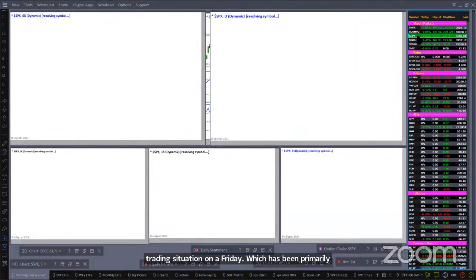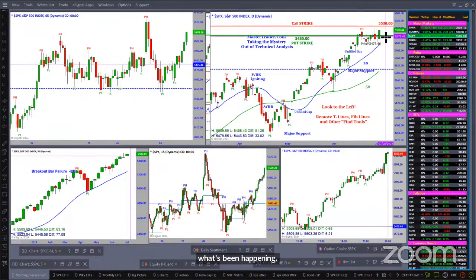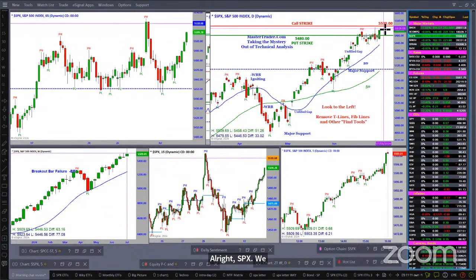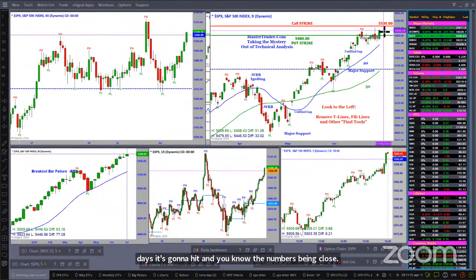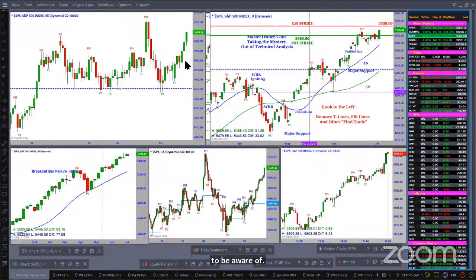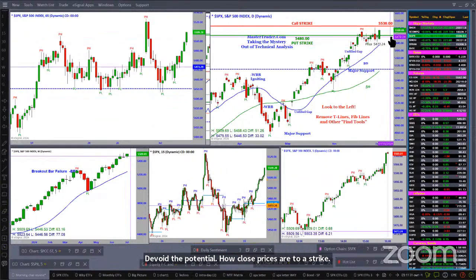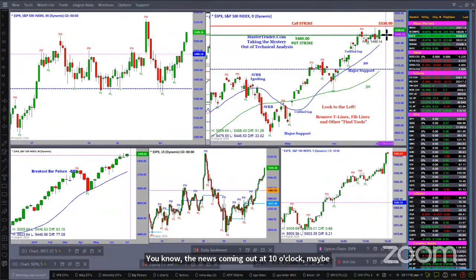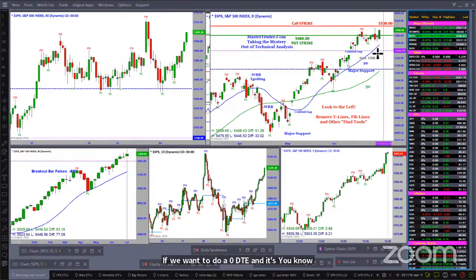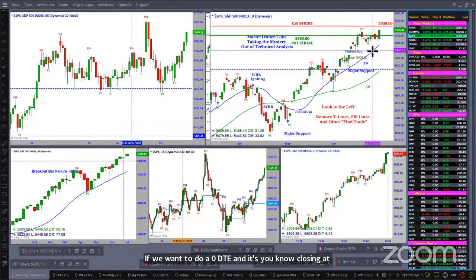All right. SPX. I said the last few days, one of these days it's going to hit. And with the numbers being close, this hit the top number yesterday. So you always have to be aware of the void, the potential, how close prices are to a strike. And so it's probably best to leave this alone today, I think. The news coming out at 10 o'clock, or maybe after the news, if there's still premium, we'll have a better idea if we want to do a zero DTE, and it's closing at 1 o'clock. So I think whatever premium is, it's going to evaporate pretty quick.